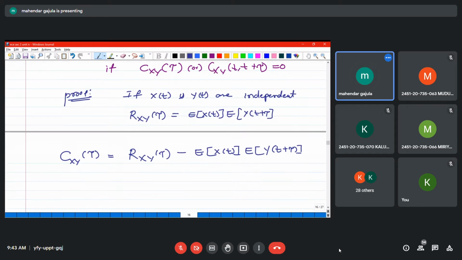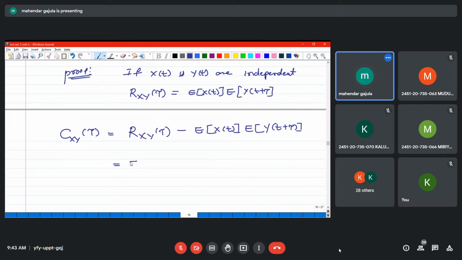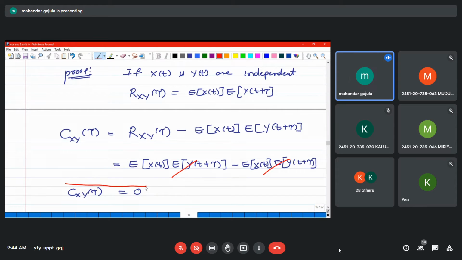Now let us substitute the above condition. So we get the expectation of xt, the expectation of y t plus tau, minus the expectation of xt, the expectation of y t plus tau. So these two get cancelled and it leaves us 0. So covariance 0 represents that xt and yt are uncorrelated.